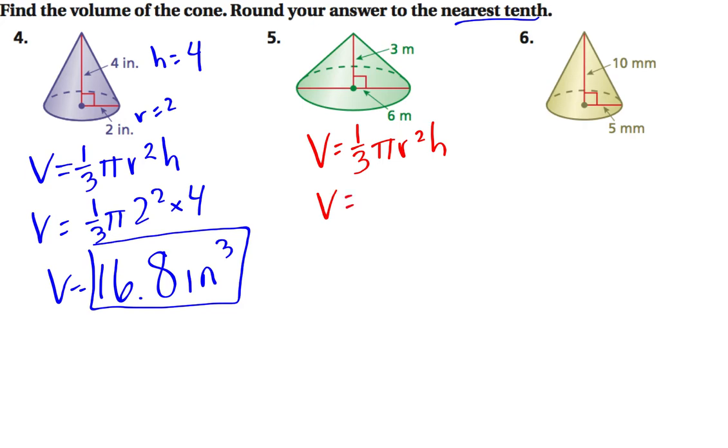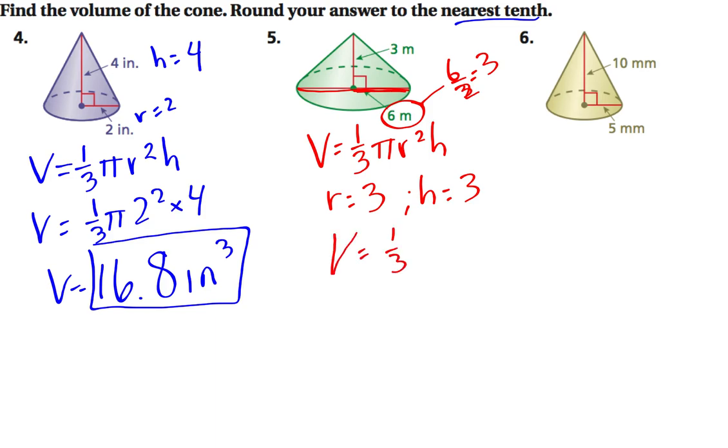We need to identify some things here. The radius is going to be 3 and the height is going to be 3. The reason the radius is 3: the diameter is 6, and that needs to be cut in half to make 3, because that'd be 6 all the way across and 3 halfway across. So this is V equals 1/3 pi 3 squared times 3. And that would be 28.27, that rounds to 28.3 meters cubed.